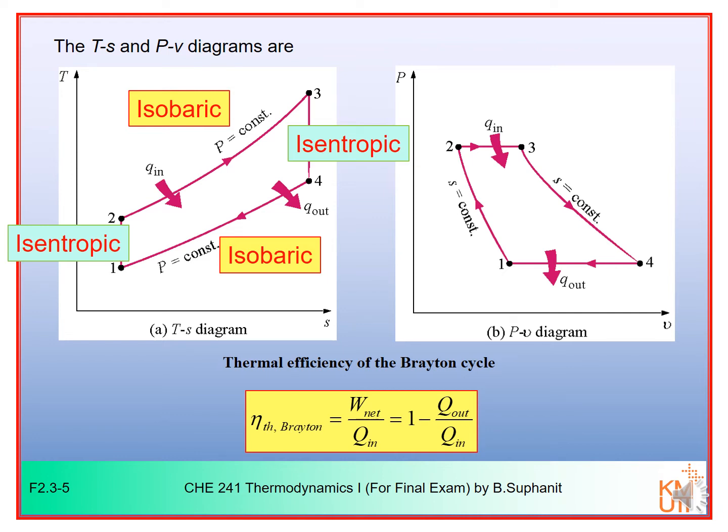We can calculate the thermal efficiency of the Brayton cycle using the same concept that we have learned before, which is what we get divided by what we give. For the power cycle, what we get will be the net work output, and what we give will be the heat input. From the energy balance, we can write the thermal efficiency as 1 minus Q out over Q in, as shown in this yellow box here.